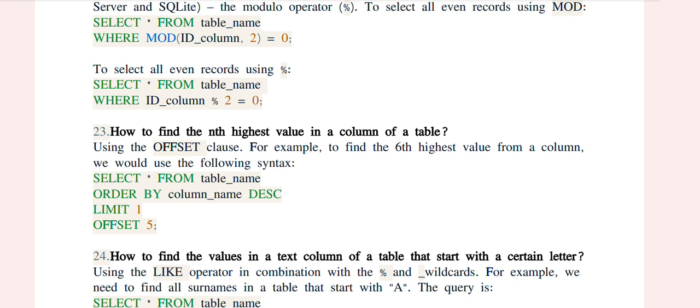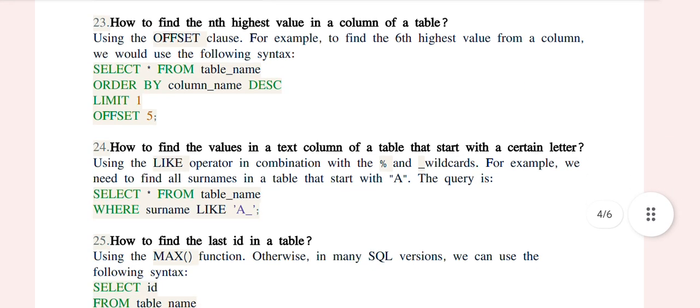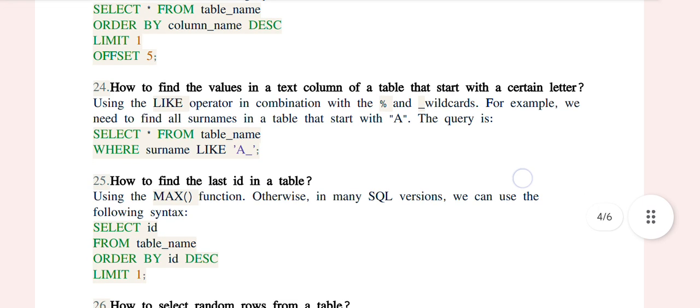So here: select from table order by column name descending, LIMIT 1, which means we want one record, so we put a limit of one. OFFSET 5 means index 5, so the sixth highest column value is what we get.